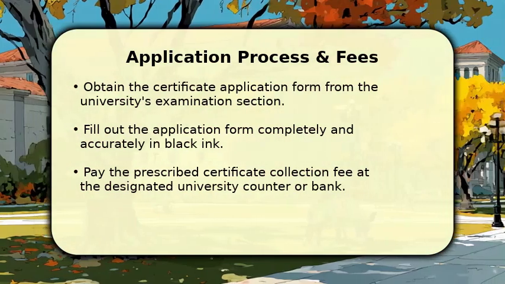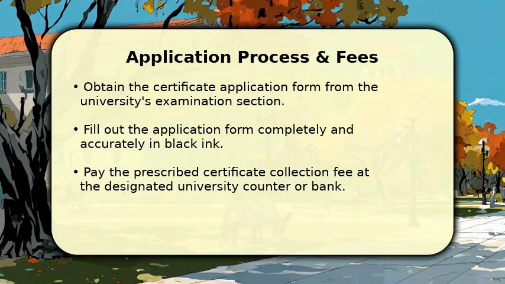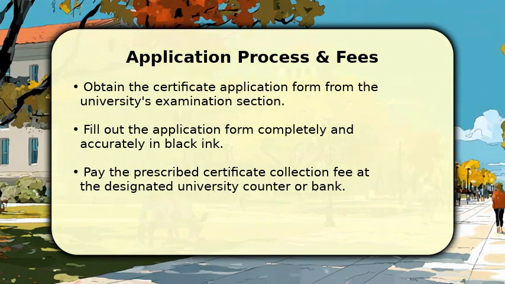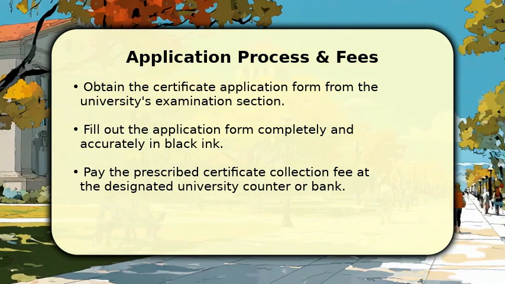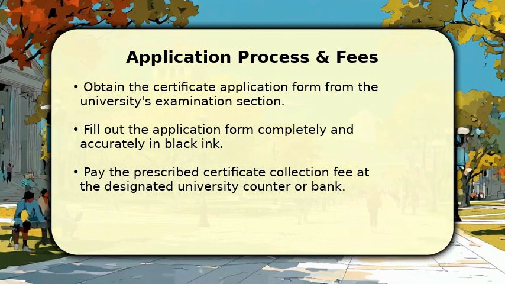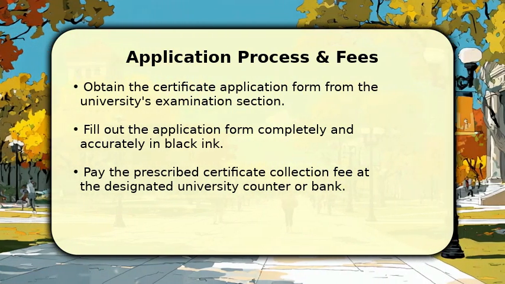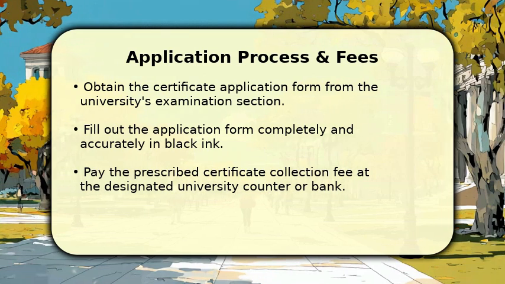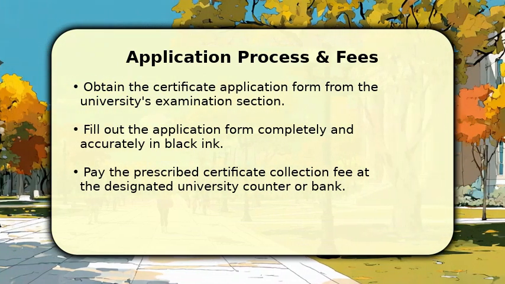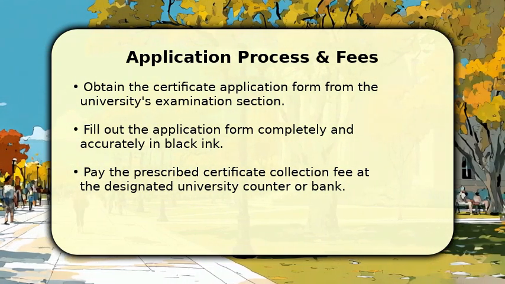The next step involves the application itself. You must obtain the official certificate application form directly from the university's examination branch during working hours. Fill out this form with precise details, ensuring all information matches your academic records exactly. A nominal fee of approximately 500 rupees is usually required. You can pay this at the university's cashier or an affiliated bank branch. After payment, attach all your document photocopies securely to the completed form.